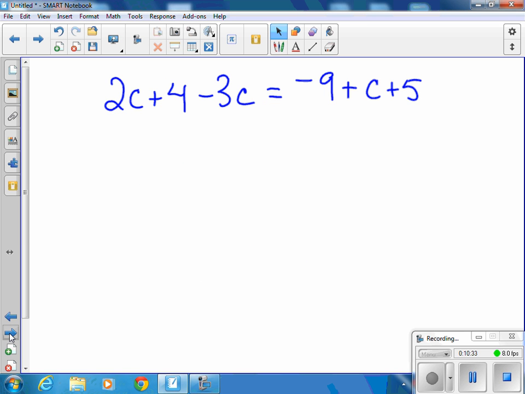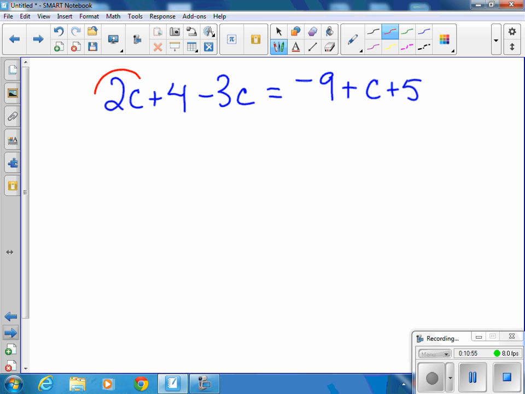All right. Let's see if we can do this one. A little bit harder than the other ones we did, because I have to combine some like terms and then get all of my variables on one side, and then I can finally solve my problem. So here we go. I'm going to start on the left-hand side, because I read left to right, so I'm going to do my math from left to right.